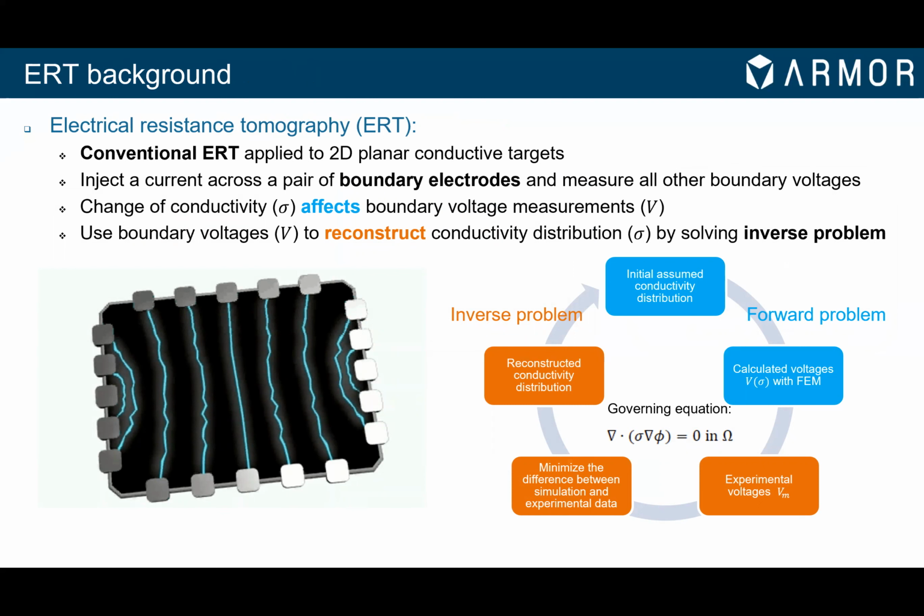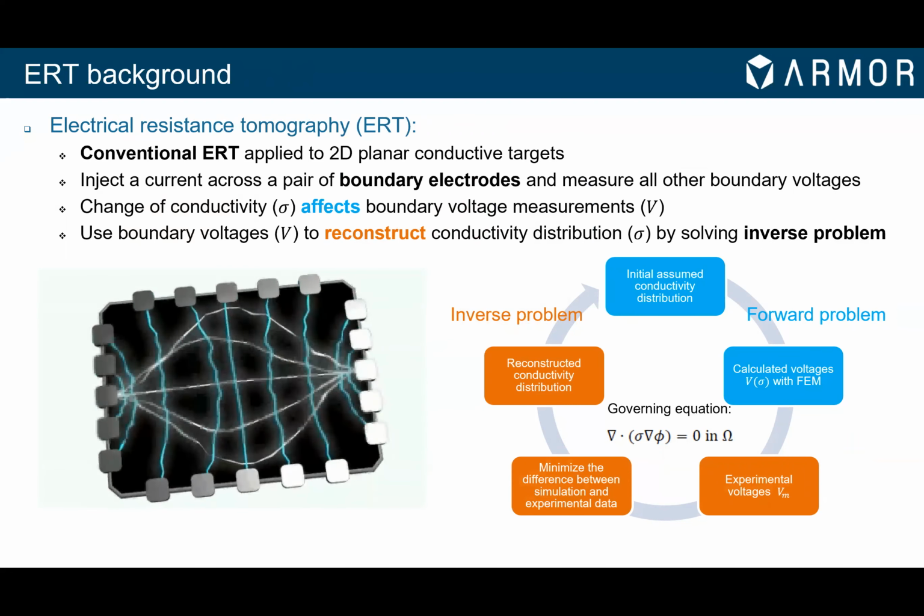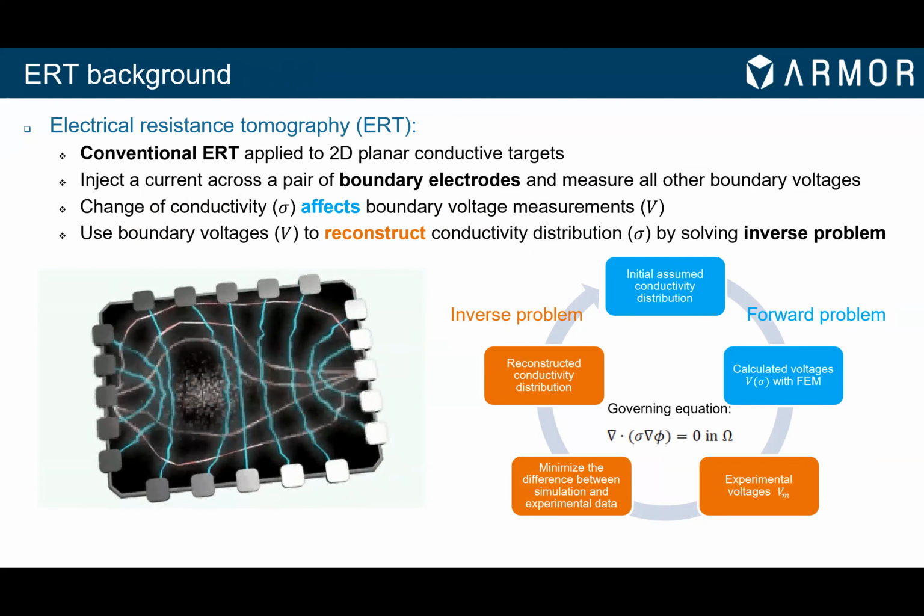And they entail the instrumentation of a network or an array of boundary electrodes along the edges of your conductive target. By injecting an electrical current through a pair of electrodes and measuring the corresponding voltage distribution at the other boundary electrodes, the goal is then to solve an inverse problem to reconstruct the conductivity distribution, or spatial conductivity map, of your conductive body.